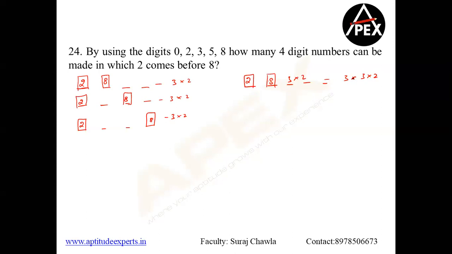Now somebody is asking me that, sir, since we have 5 digits here, there is a possibility where 8 will not be there in the picture. If 8 is not there, I cannot say 2 is before 8, Kadamma. So when I'm saying 2 is before 8, please appreciate the fact that you have to ensure that 8 is present in the whole scenario.